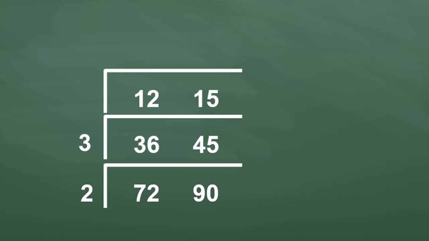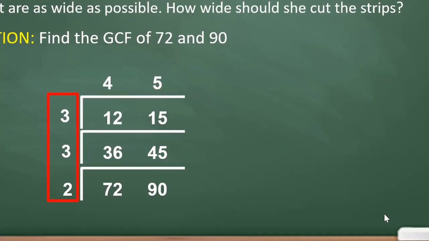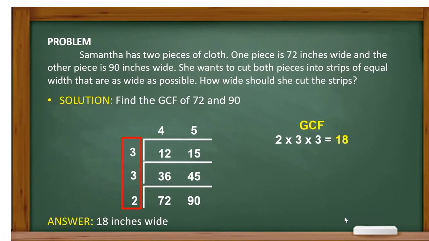Think of a factor that can be divided by both 12 and 15. Correct, it is 3. 12 divided by 3 is 4, and 15 divided by 3 is 5. Is there a common factor that can be divided by both 4 and 5? No more. So, we will get the common factor. We multiply 2 times 3 is equals to 18. So the answer will be 18 inches wide. Did you get the correct answer?